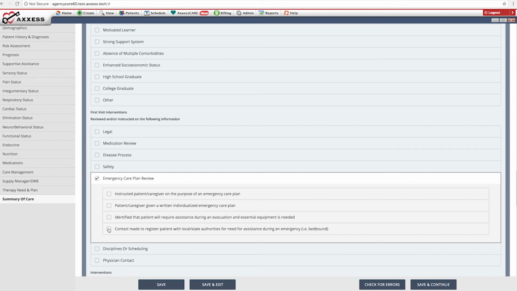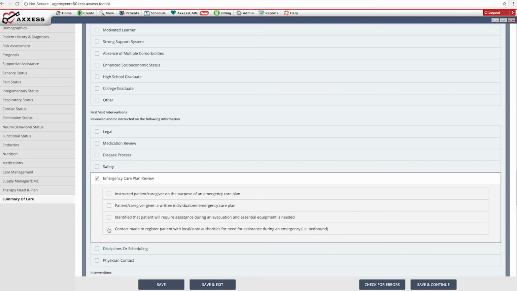Now, if you don't do that on admission, there must be some sort of process or procedure for ensuring that all patients that are a level 4, or any patients that actually require assistance leaving the home, are registered with the appropriate authorities. And that information is documented in the patient chart.